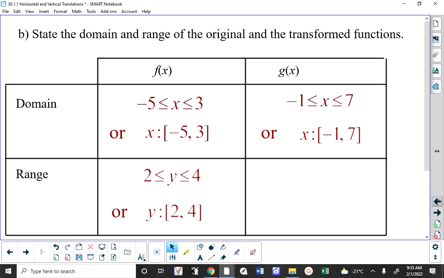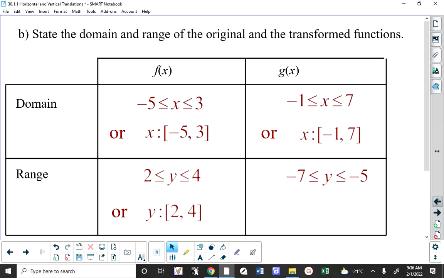Well, let's try that with the range without looking at the graph. If the lowest value of y was 2 in the original function, and correct me if I'm wrong, it shifted 9 units down, then the new lowest value of y should be 9 units less than the old one. So if I take 2 and subtract 9, I get negative 7. And the same should be true for the maximum value of y. If it was peaking at 4 and I shift it 9 down, it will peak at 9 less, which is negative 5. So 2 minus 9 gives me negative 7. 4 minus 9 gives me negative 5.